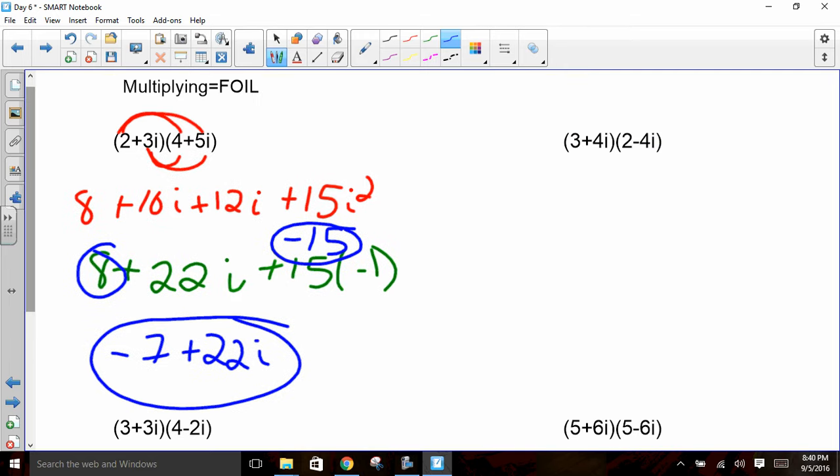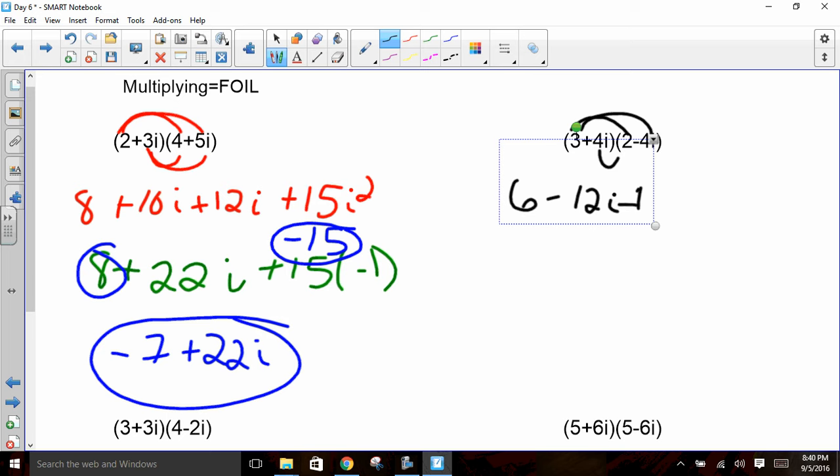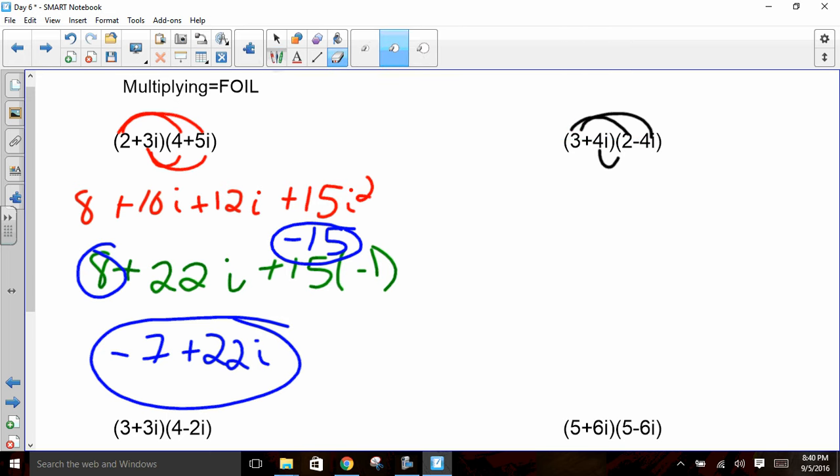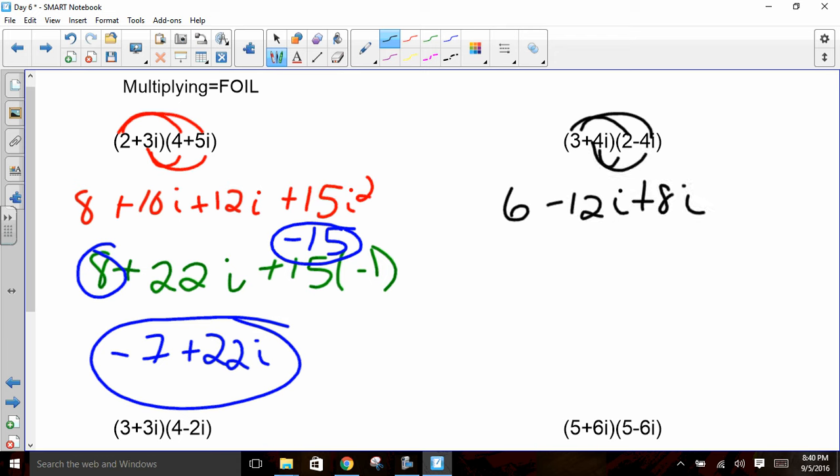Try another one. 3 times 2 gives me 6. 3 times negative 4 is negative 12i. 4i times 2 is 8. Okay, let's see what's going on here. Let's try that one more time. Sorry about that, guys. So 6 minus 12i plus 8i, and then negative 16i squared.